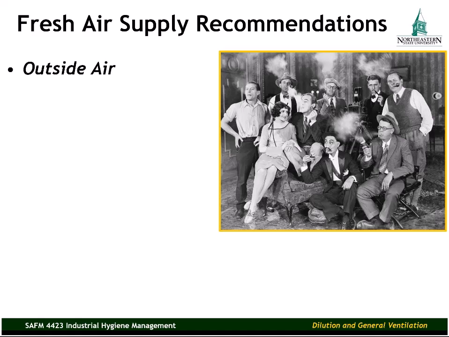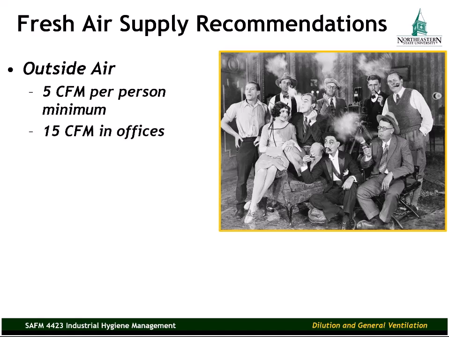Now, at the very minimum, we need to bring in 5 cubic feet per minute per person of outside air. 5 cubic feet per minute of outside air per person. That's the absolute minimum. And a lot of experts argue that that's really not even close to being adequate. But that is a minimum standard that goes all the way back to the 1900s. If it's an office environment, or you could apply this to classrooms and a lot of different work environments, not just offices.